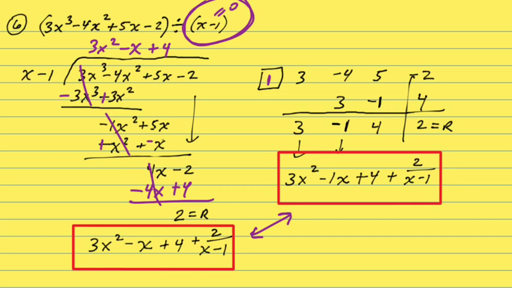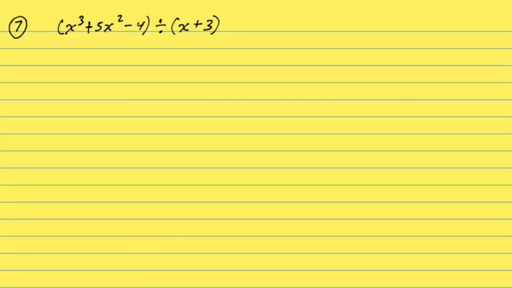Okay, if we move to number 7, it's another division question, but all powers are not represented. X to the 3, x to the 2. There isn't an x to the first, so we might have to rewrite this. We have x to the third plus 5x to the second plus 0x minus 4. You might need that for a placeholder when you're doing the division. And we're dividing it by x plus 3.